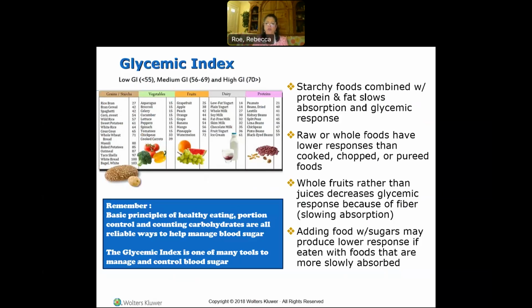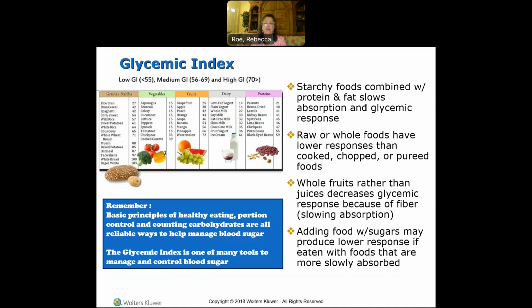Raw or whole foods have lower responses than cooked, chopped, or pureed foods, because it takes longer to get into the digestive system. If you've ever eaten a raw diet or raw salads, or chomped on carrots, it takes a minute to chew all that food and get it into your system. Whole fruits rather than juices decrease glycemic response because the fiber in the fruit itself slows absorption. And adding foods with sugars may produce a lower response if eaten with foods that are more slowly absorbed. So that's just a common sense type of thing.